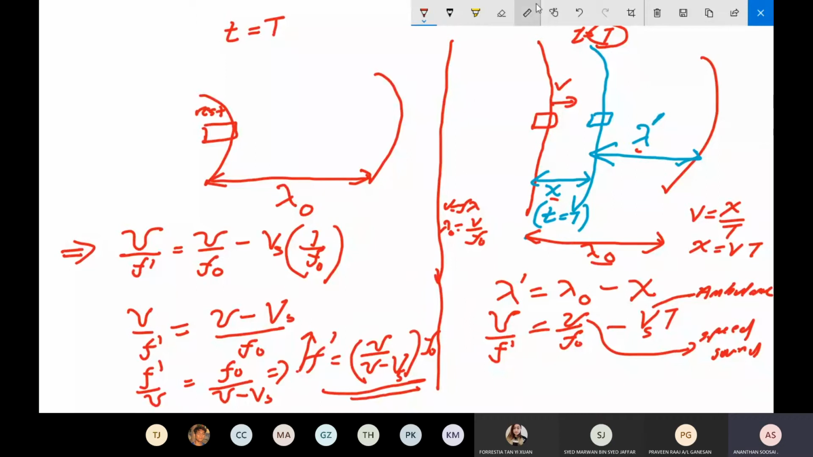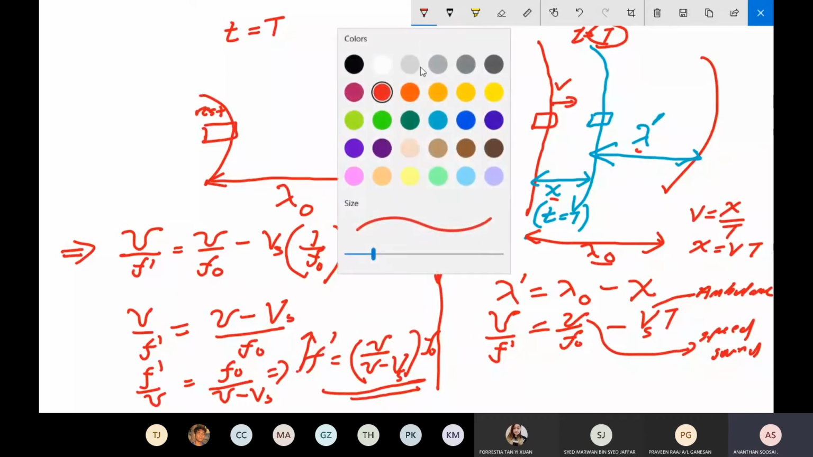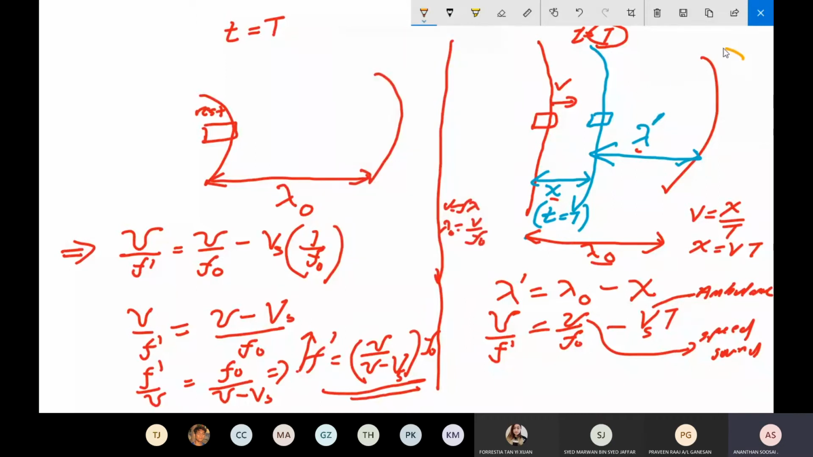This diagram is very important. You have to remember this diagram. Once they ask in the exam about how this wavelength is related: lambda dash equals lambda naught minus x, where x is Vs times t.